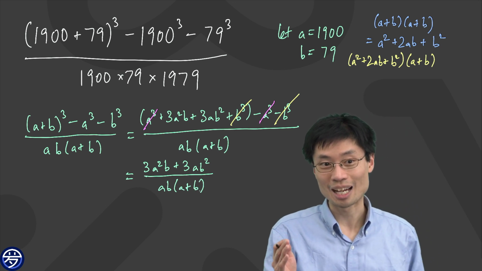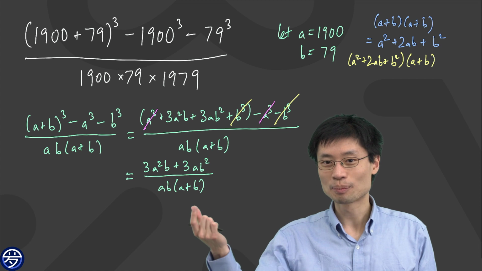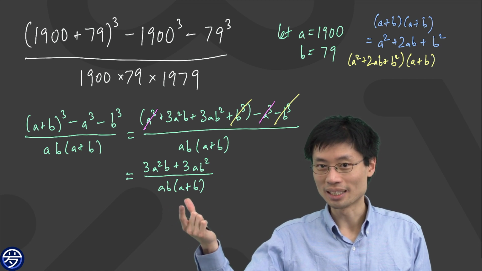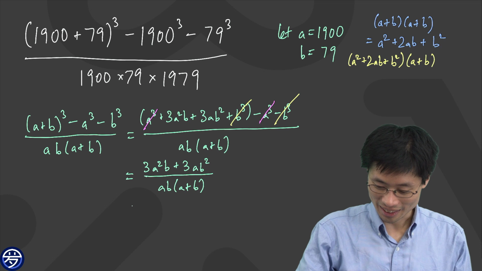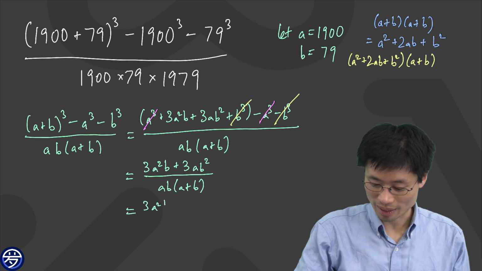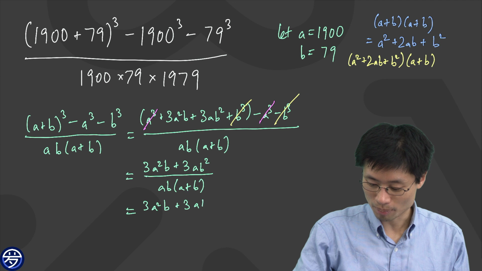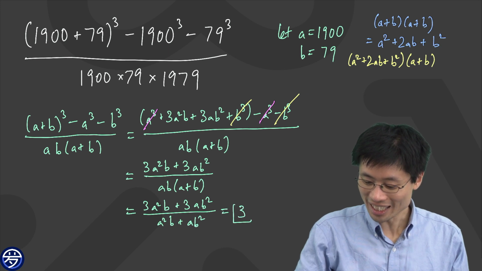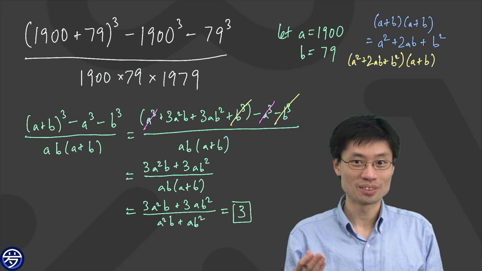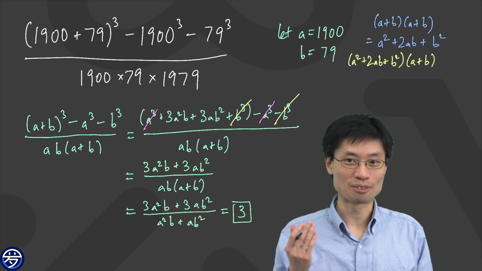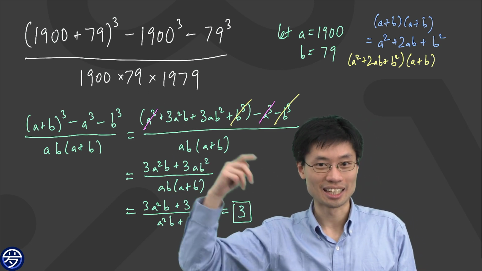Now this makes me very happy. The reason is because ab times (a plus b) is just a squared b plus ab squared. Looks like the top. That's equal to 3a squared b plus 3ab squared divided by a squared b plus ab squared. And so that's just 3. So this is wonderful. I actually didn't even need to know what a and b are in the first place. And so this is nice. Actually, I'm done. The answer is 3.